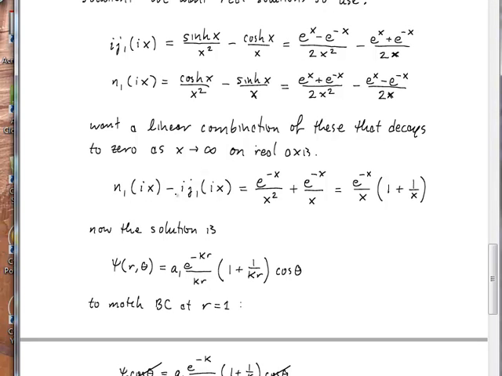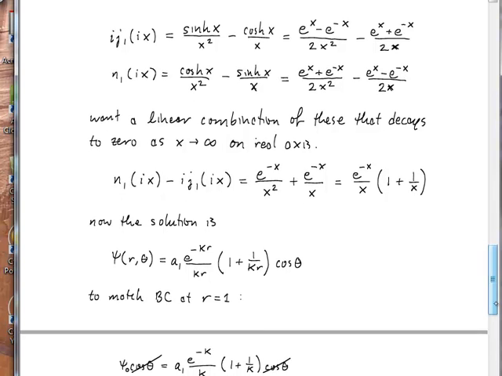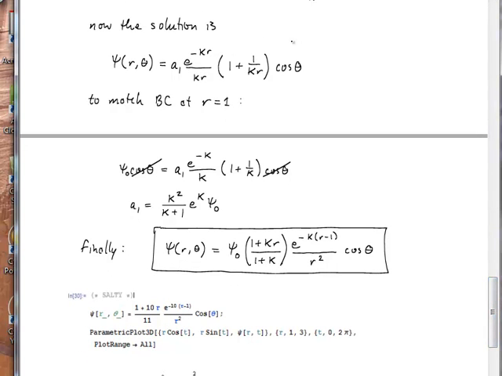We have N1 minus i J1 with arguments ix, that is the r, basically. ix is equal to r. And those come out to be e to the minus x over x times 1 plus 1 over x, right? So quite nice. This was a very simple solution, it turns out. And that can be written as psi of r and theta.